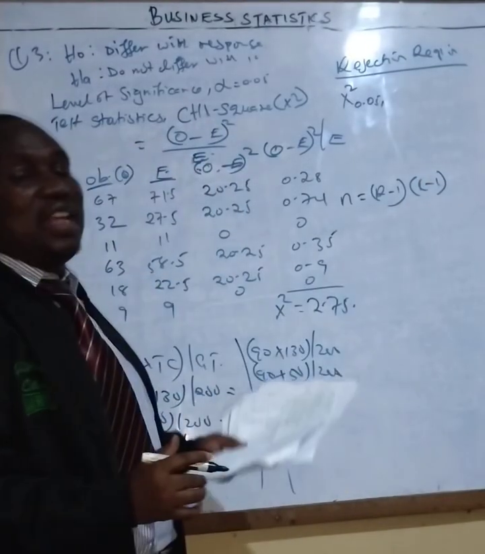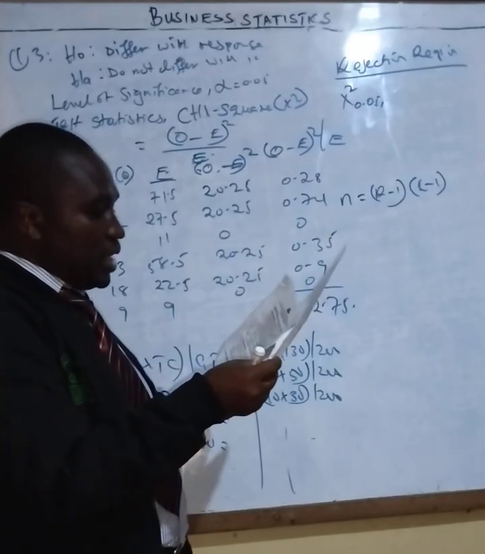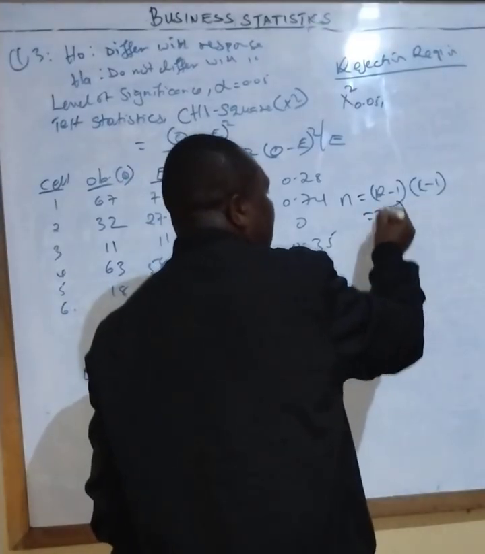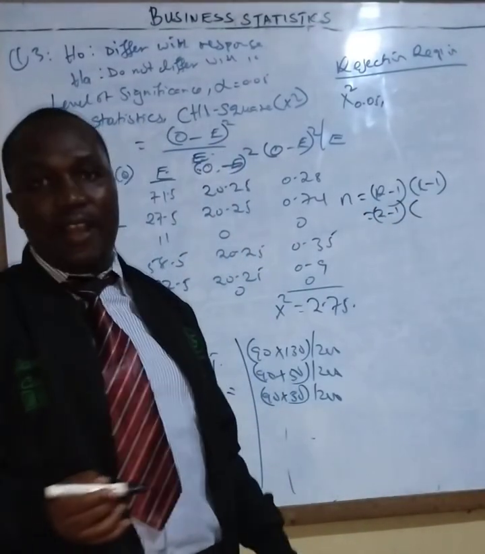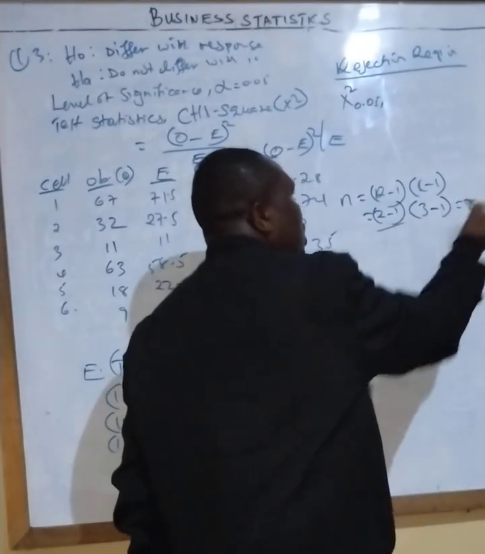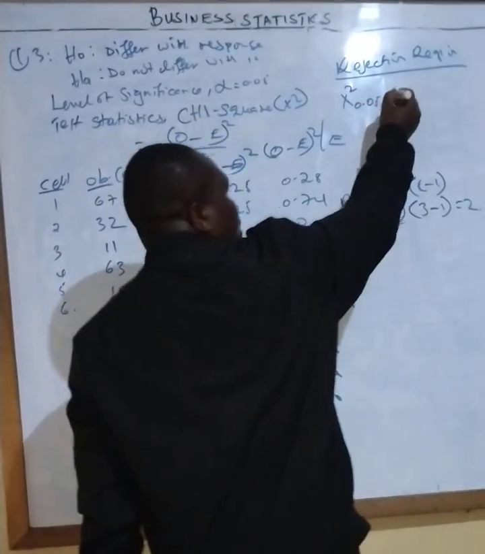How many rows are there in this table? The rows that are there are only 2. So you just say it is 2 minus 1. How many columns are there? They are 3 minus 1. If you multiply this, you get what? 2. Therefore, for me to read the chi-square, I have now my 2 here.